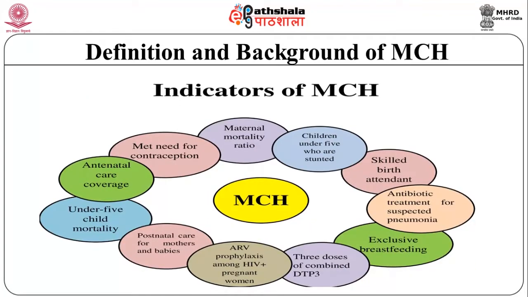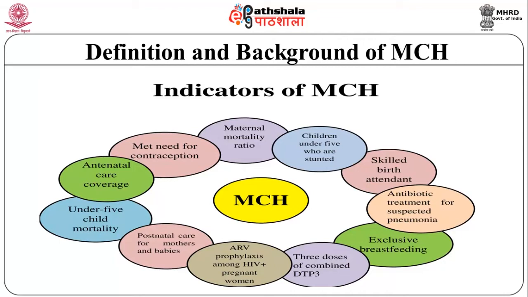Now, what are the indicators of MCH? According to WHO, there are 11 indicators of maternal and child health, which are as follows. Maternal mortality ratio; children under 5 years who are stunted; under 5 child mortality with proportion of newborn deaths; skilled birth attendant; met need for contraception; antenatal care coverage; postnatal care for mothers and babies; antiretroviral (ARV) prophylaxis among HIV positive pregnant women to prevent HIV transmission; and antiretroviral therapy for pregnant women who are treatment eligible.